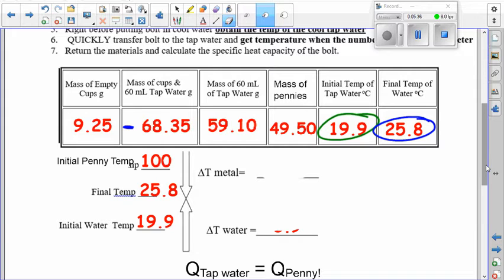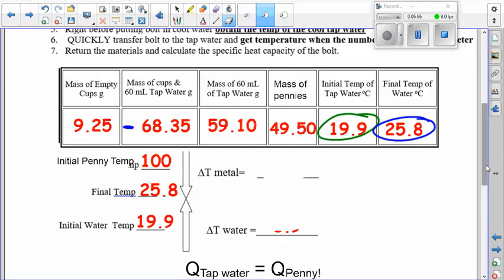The pennies. That's the water, right? 100. Yeah, a 100 because, Michael, remember when you pull the bolt out of the boiling water? It's at 100 degrees right when you're pulling it out. Does that kind of make sense? So it starts at 100 and it goes down to this final temp, that 25.8.